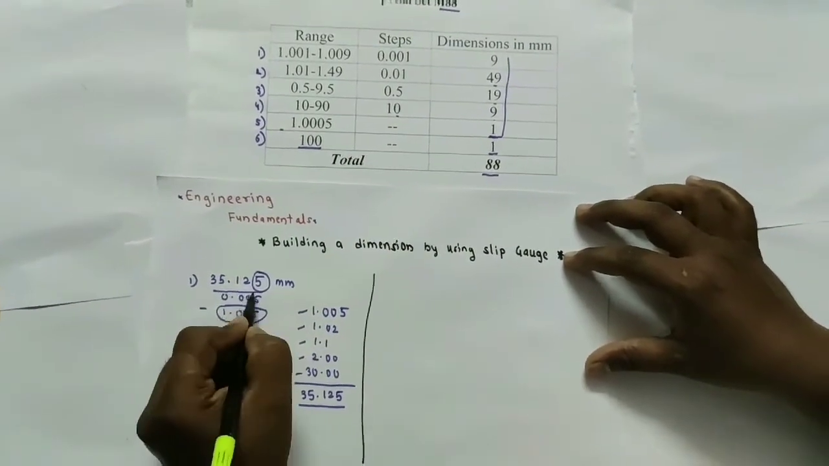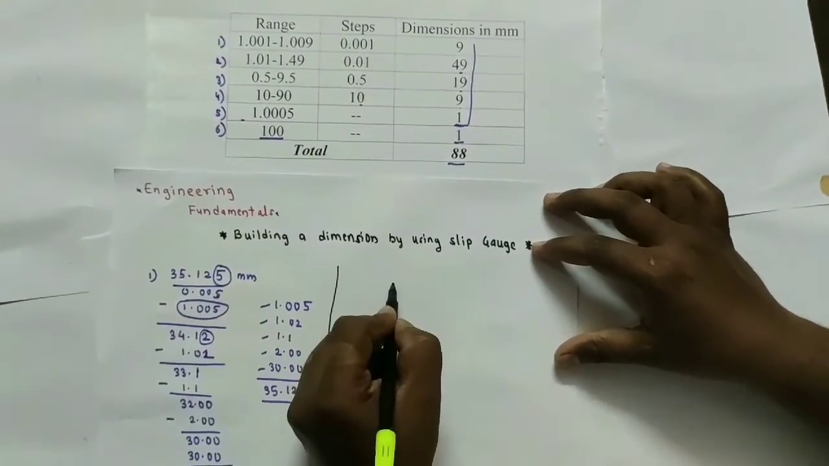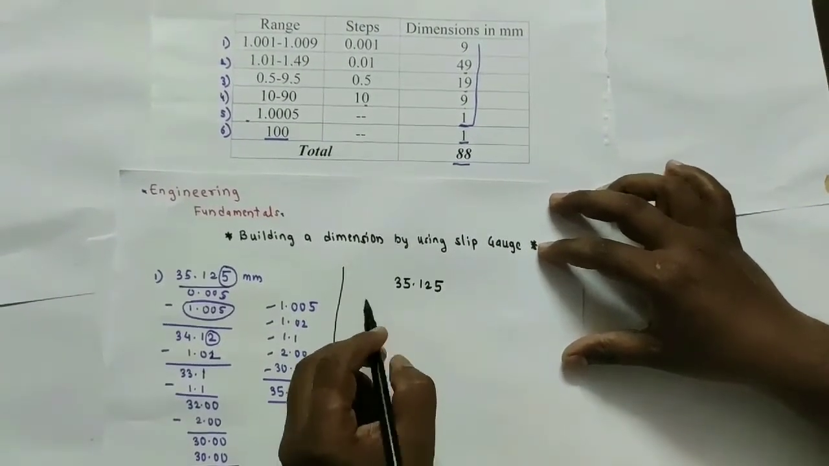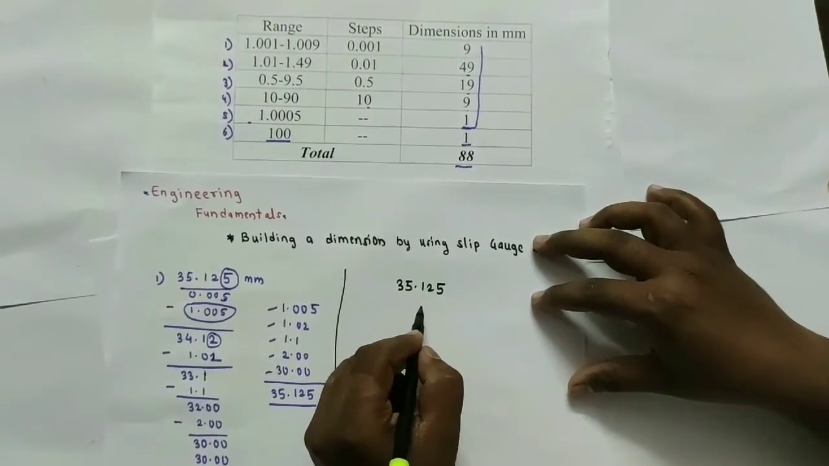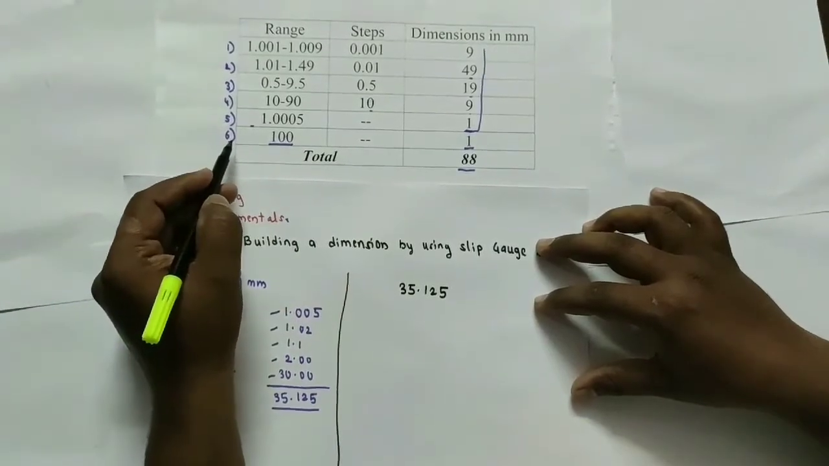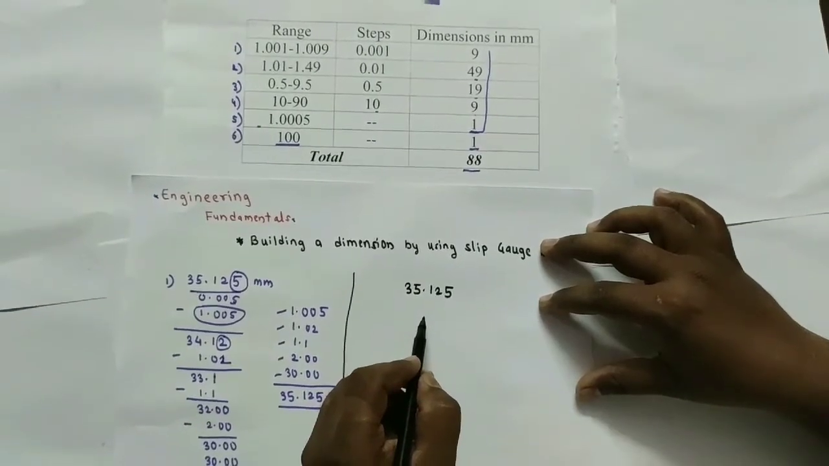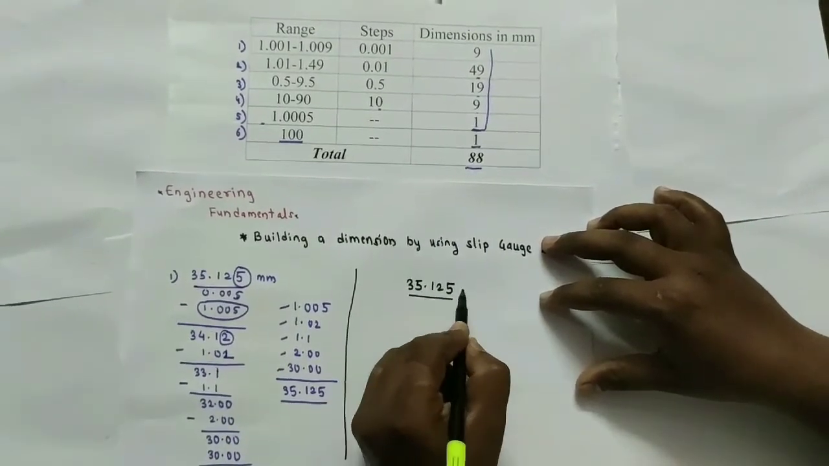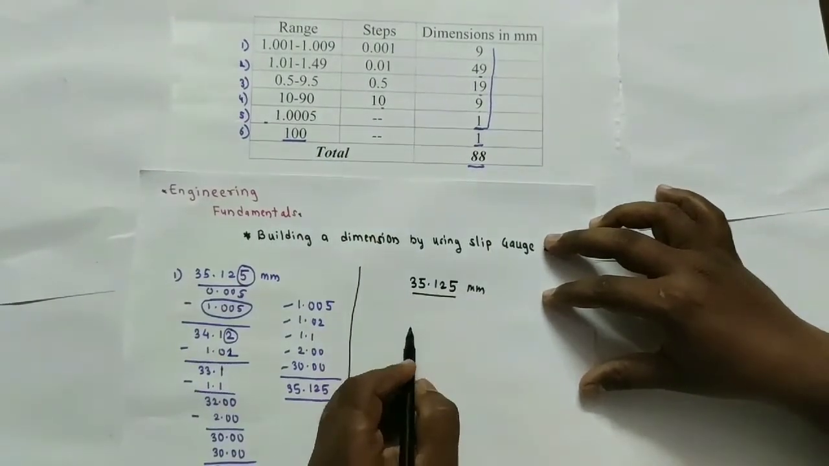Again I am taking the same example so that you can understand the difference between the normal set and the special set: 35.125. So the 3 rules you have to keep in mind: whichever slip gauges you are using must be available in the standard set. Then, one slip gauge at a time. And the third rule is to use the minimum number of slip gauges. Now we have to build the dimension 35.125 mm by using the special set which contains 88 slip gauges.